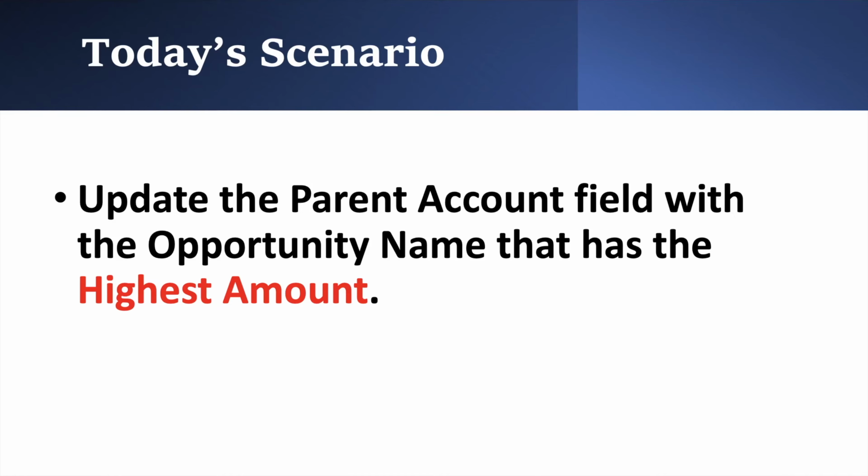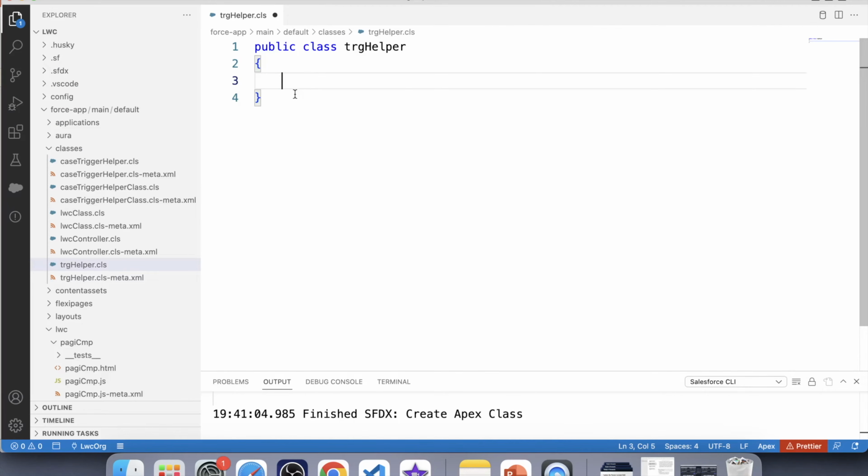It's time to code, so let's go to VS Code. Let's create our method: public static void trgMethod. Now our main logic will be on opportunity records. Why? Because we have to compare the amount of all opportunities related to an account. So basically our trigger will be executed whenever the opportunity amount changes. So now we will take a list of opportunities as an argument. Let's take a List of Opportunity and name it oppList. And this argument is equal to Trigger.new, because we will pass Trigger.new from a trigger.